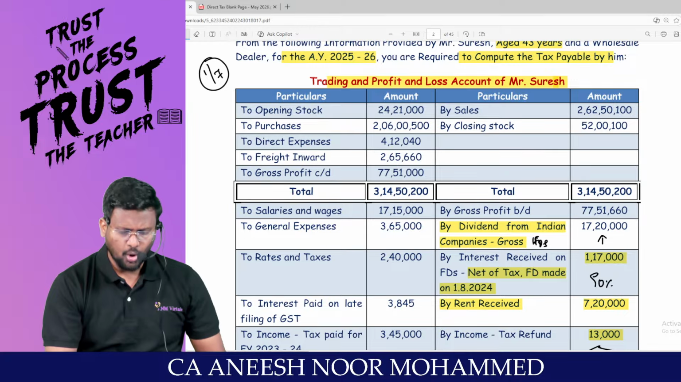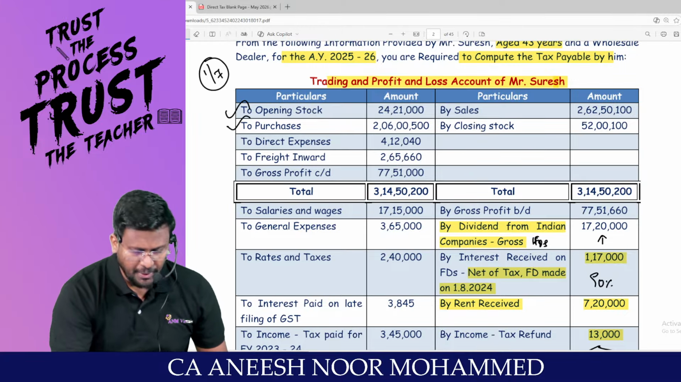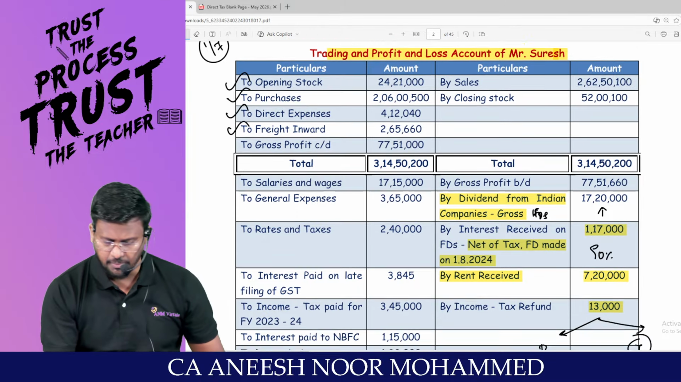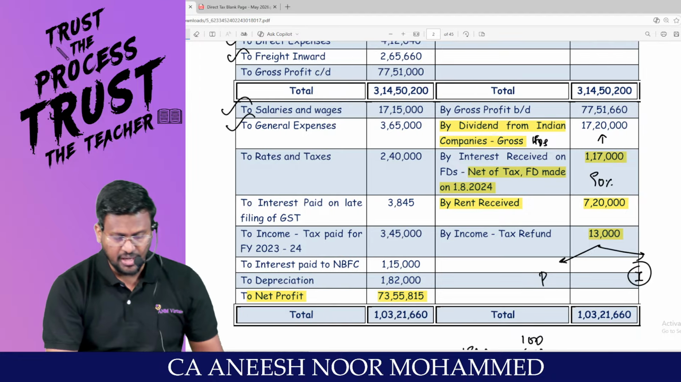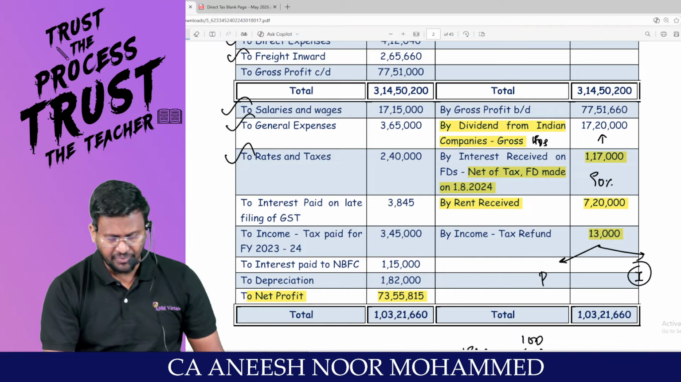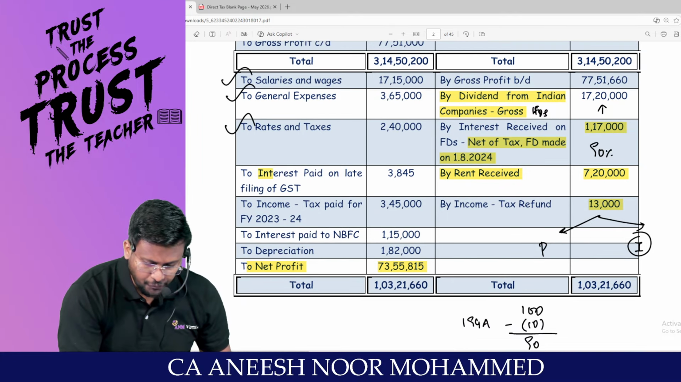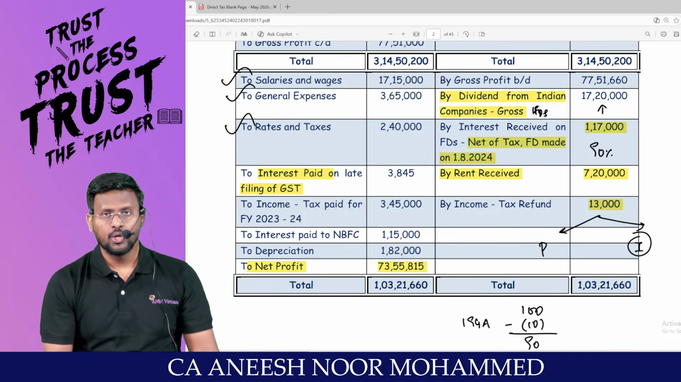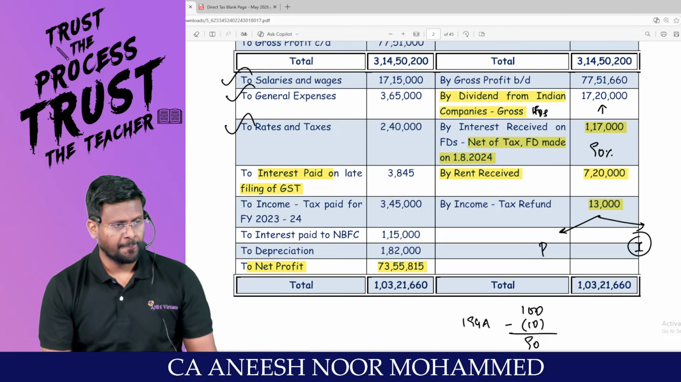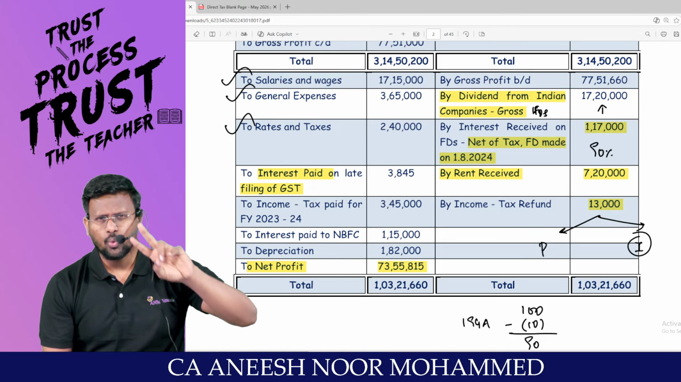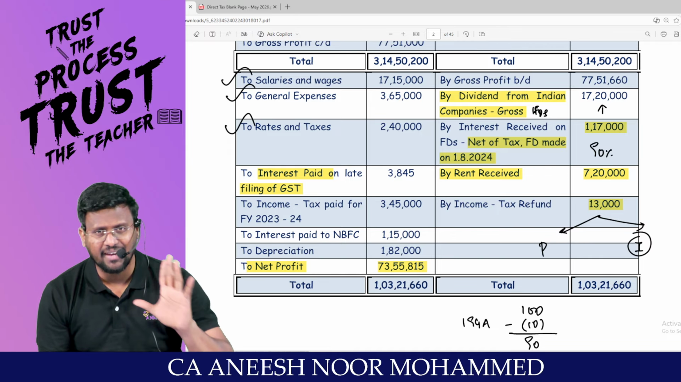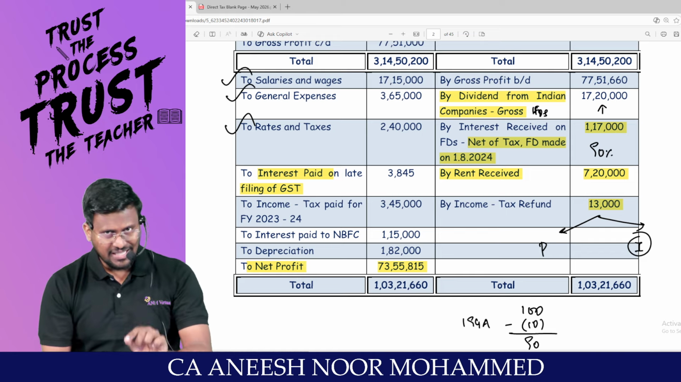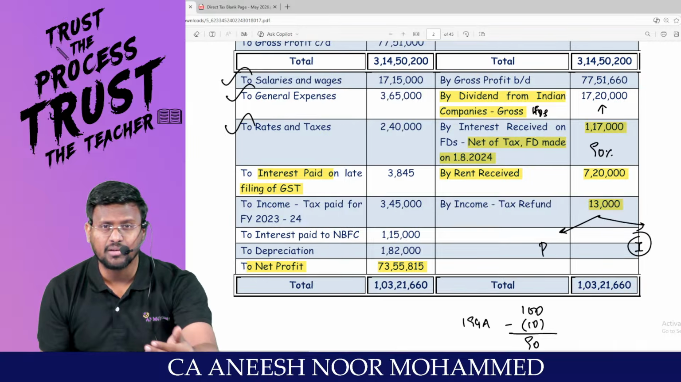Coming to the debit side, opening stock is business related, purchases is business related, direct expense is business related, freight inwards is business related, salaries and wages, general expenses, rates and tax, interest paid on late filing of GST. Very important point that will be tested in the exam. You are paying an interest. There are 2 things: one is interest, the other is penalty. Penalty is infraction of law, whereas interest is compensatory in nature.